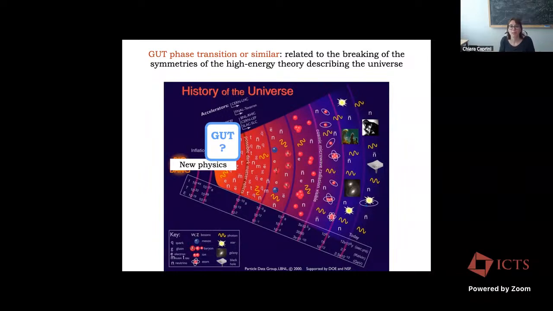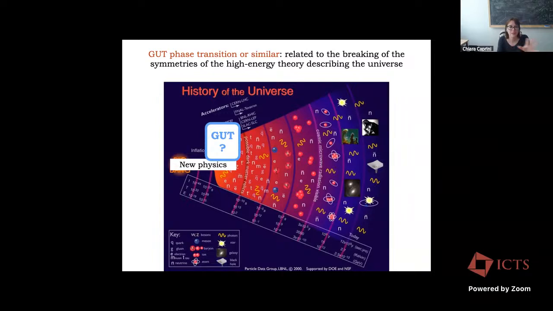We can have phase transitions related to the grand unification theories, in which one unifies all the standard model interactions. This is of course a completely unknown process, but in this case the phase transition would be related to the breaking of the symmetries of the high energy theory that describes the universe at the GUT scale. To get an observational signal from something like this would be absolutely amazing in terms of how much knowledge it would bring us about the fundamental theory describing the universe at high energies.